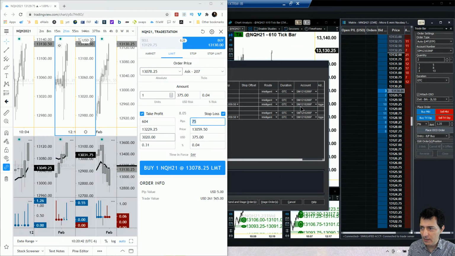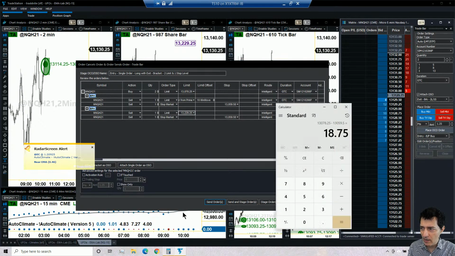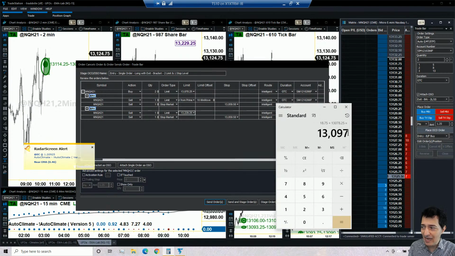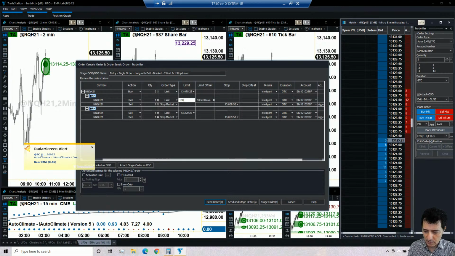And now that I know this, what am I going to do? Well, I'm just going to go ahead and add this value to the entry, which is 13,078.25. And that brings my safety target to be located at 13,097. Okay, so this is the plan.